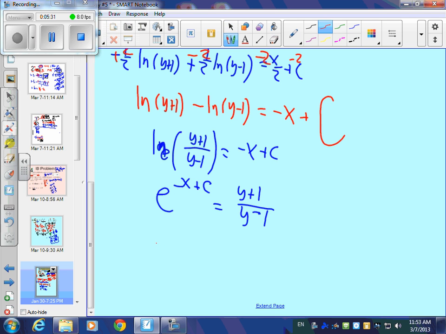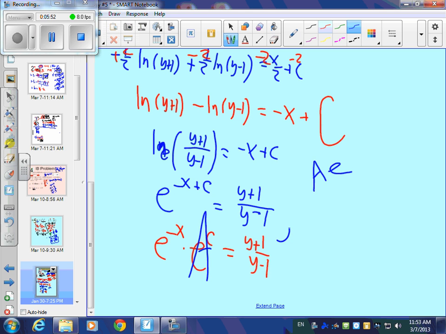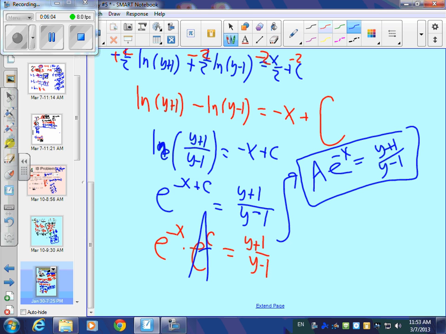Now I'm going to get e to the negative x times e to the c. Do you agree with that property? Okay. And we're just going to give it a name, we're going to call it constant a. And so that's really all I can do. A e to the negative x is equal to y plus 1 over y minus 1. And you don't have to solve for y. This is great.